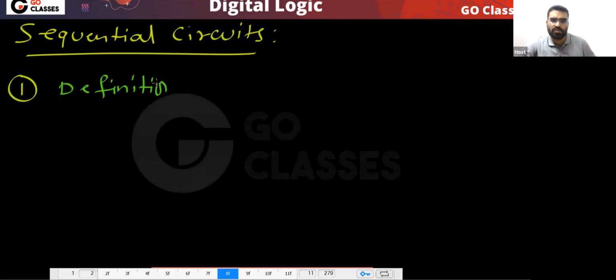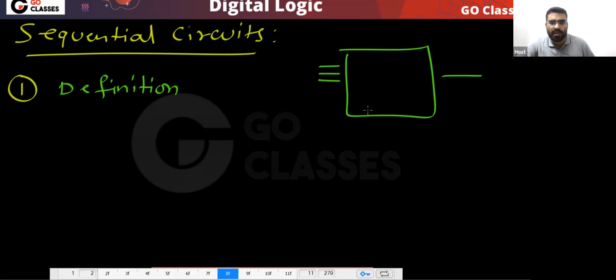Do you remember the definition of sequential circuit? What is the definition? At any point of time, the output will depend on the current input and also on the state of the circuit. In sequential circuits, every circuit has a state, which basically means every circuit remembers the history of past inputs and past outputs.